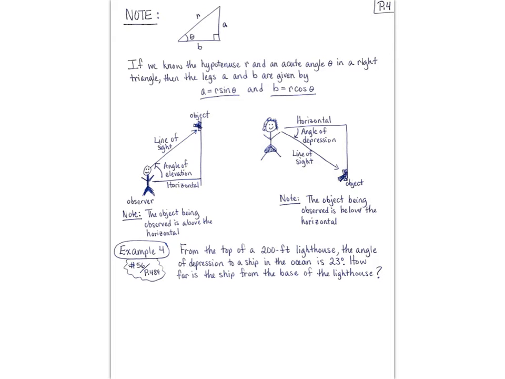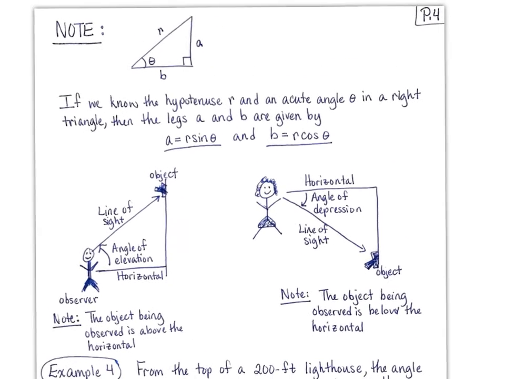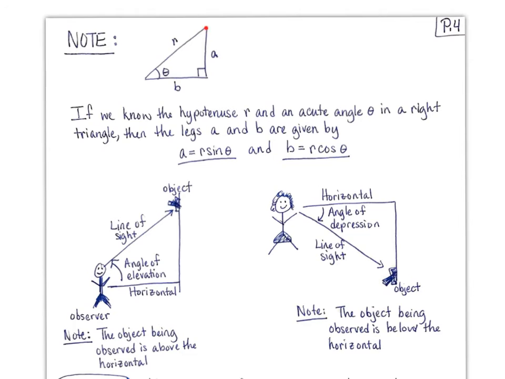Okay? So, an observation here. Note that if you have this right triangle here, these are sides A and B, R is your hypotenuse. If you know the hypotenuse R and an acute angle theta in a right triangle, then the legs A and B are given by the following. A would be given by R sine theta and B would be R cosine theta. This is something that you can use all the time.